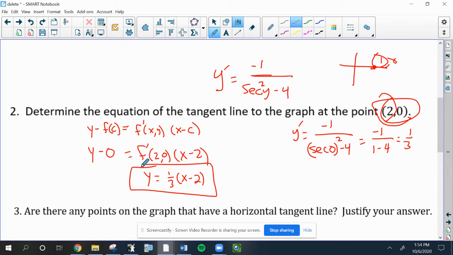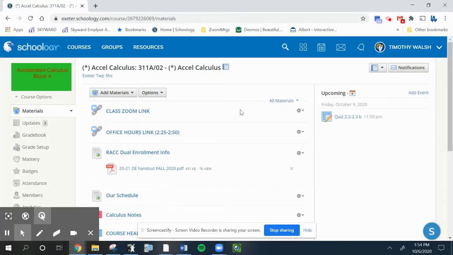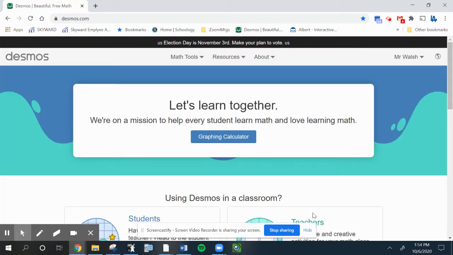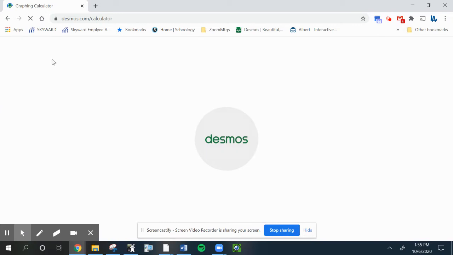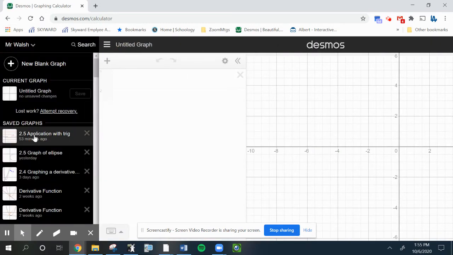I'm going to refer to the graph of this function just to check. And you should actually do this. Play around with Desmos, especially when you're doing these implicit differentiation problems. I just did it, so here we go.